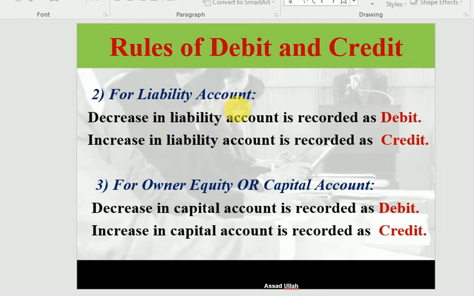rules for the liability accounts. Dear students, as you know, liabilities are claims over the business. The business doesn't have ownership rights. The business is liable to pay the liability amount in future. So, a decrease in a liability account is recorded as a debit, and an increase in a liability account is recorded as a credit.